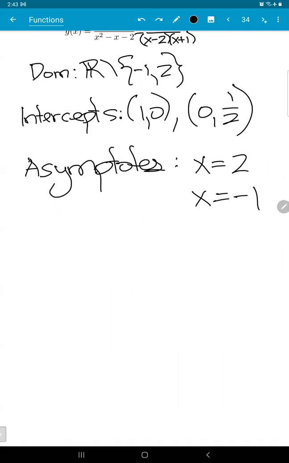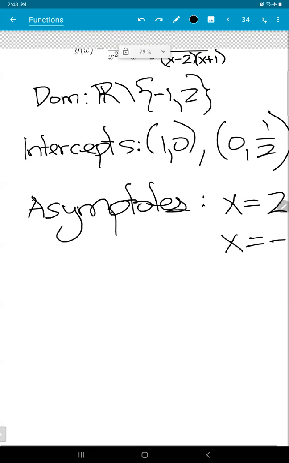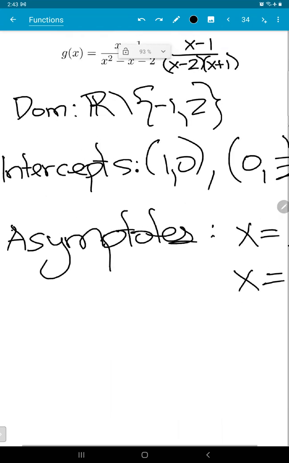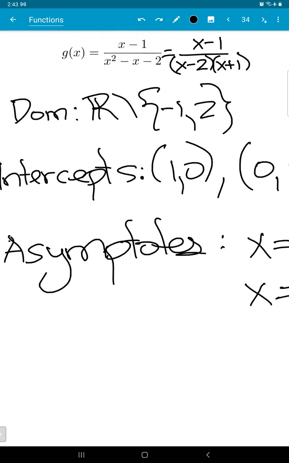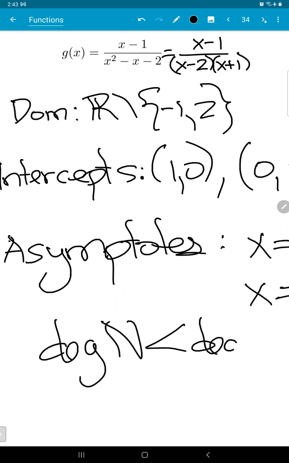And then, horizontal asymptotes. How do we get the horizontal one? Isa lang pala, no? Anyone na? For this case? Somebody said a while ago, compare the degrees. The degree of the numerator is 1. The degree of the denominator is 2. So this falls under the case where the degree of the numerator is less.